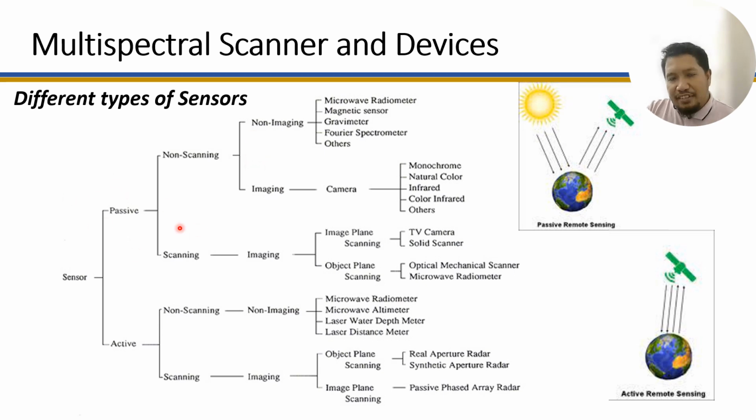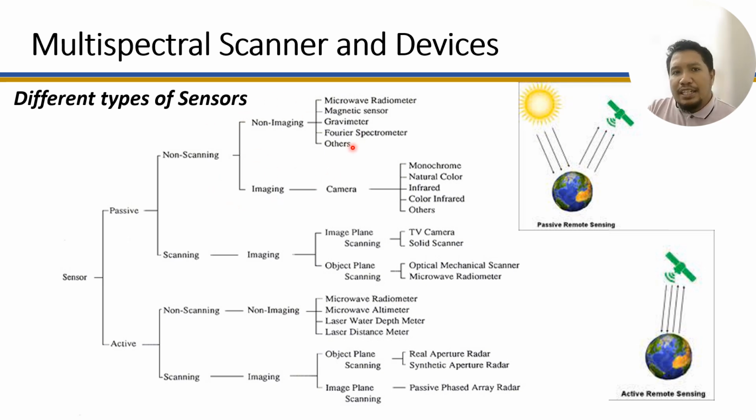So we go with the passive sensor first. This sensor detects natural radiation that is emitted or reflected by the object or surrounding area. They don't emit any energy themselves, but capture energy that is naturally available. Non-scanning, we go with non-scanning first, so it has non-imaging and imaging.